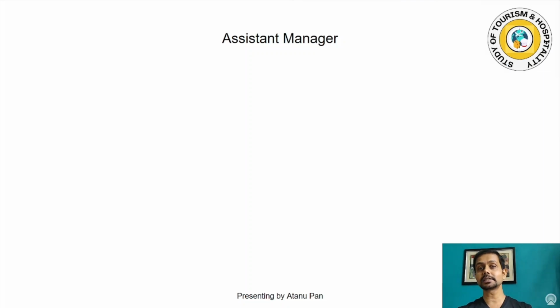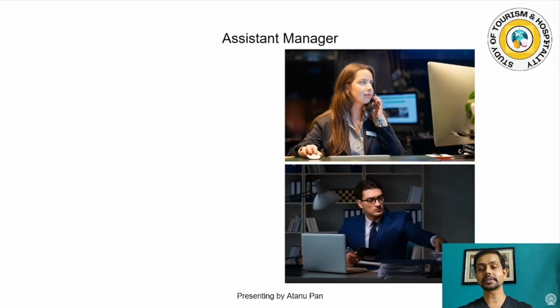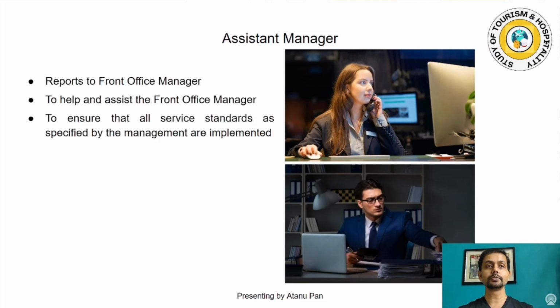Next we have the assistant manager, or you can say the assistant front office manager, who is basically assisting the front office manager. Now here, to whom does this assistant manager report? The assistant manager reports to the front office manager. All right. And also helps and assists the front office manager in different tasks, and also ensures that all service standards as specified by the management are implemented. It means whatever standard of tasks need to be maintained by the hotel is followed by the staff. So this assistant manager ensures that. So clear. That's about the duties and responsibilities of the assistant manager.